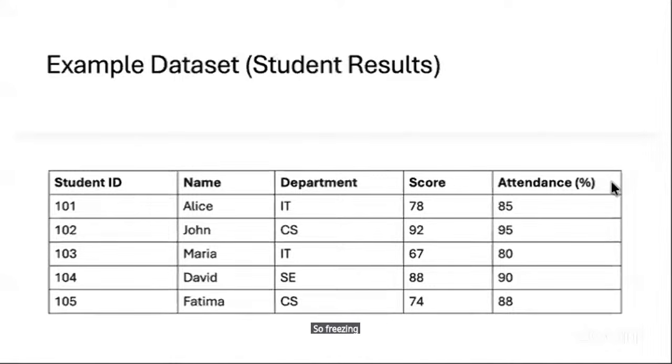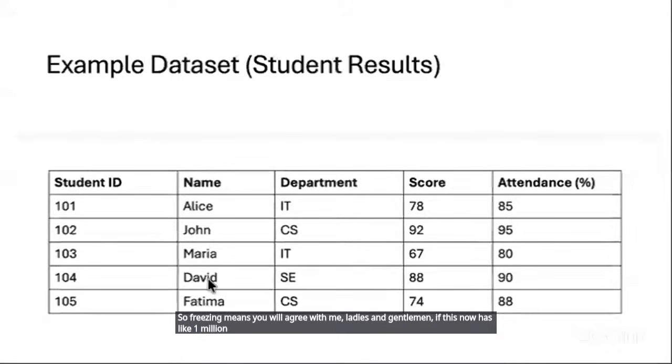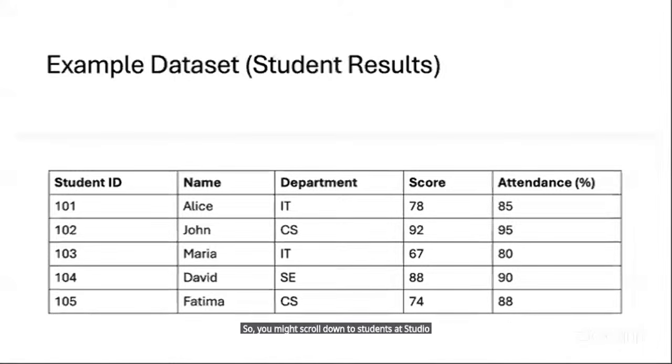So freezing means, you will agree with me, ladies and gentlemen, if this has like 1 million students and you start scrolling down, I don't know whether you've noticed that in Excel this major row containing student ID and name will go up, and you will not be seeing it again as you scroll down. You might scroll down to the student at serial number 500 and not see the header again, so you will not know which column represents what. If I look at SE, I can quickly look up and say this is the department column. If I look at 90, I can say this is attendance, not score. But if I keep scrolling down, I might at one point confuse the score column and the attendance column because both are numbers. Or if you have surname and first name, I might confuse which one is the surname, and I will be forced to go up and check the titles of the headers.